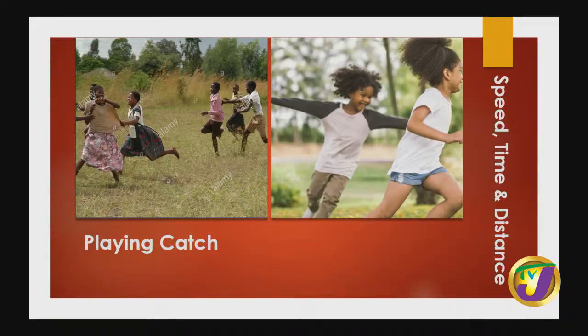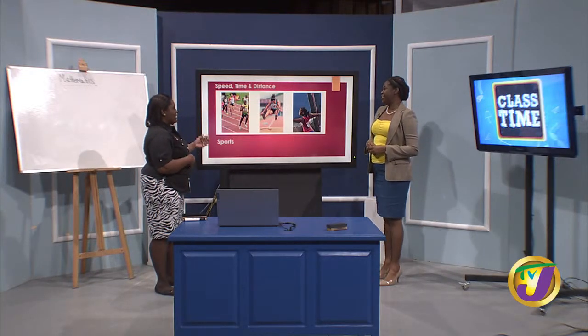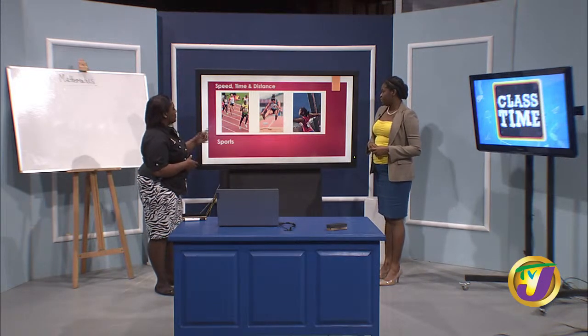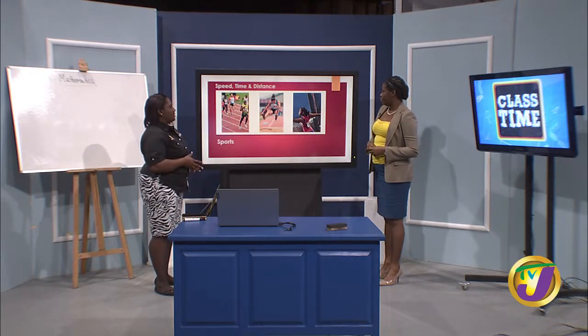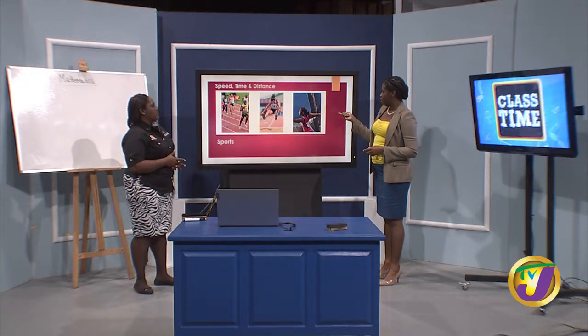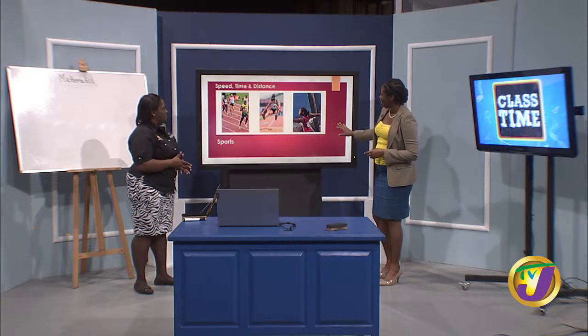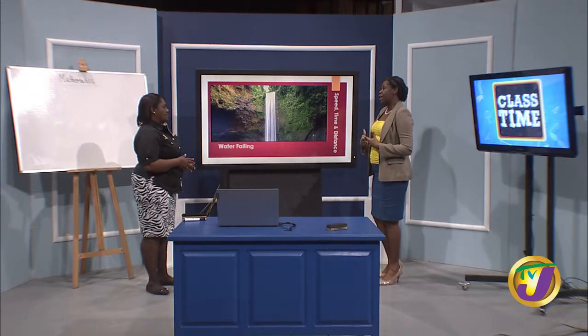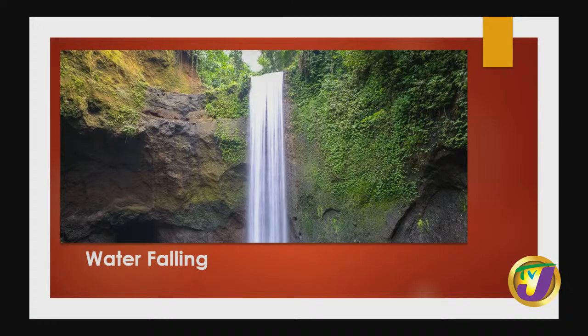We also interact with speed, time, and distance in sports. So we see the fastest man there, Usain. His fastest time is based on the distance that was being covered. There's also the long jump, and maybe javelin. So speed, time, and distance are very integral. We don't even realize that these factors are coming into play, even with the water falling. As a part of nature, we see speed, time, and the distance that the water has fallen.